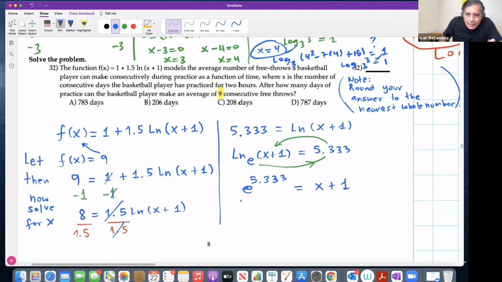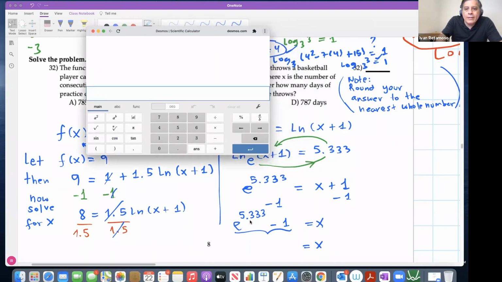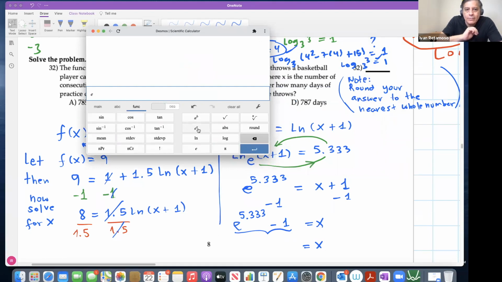Now I'm going to take my calculator and compute this. Or even better, I can subtract 1 on both sides, right? And say, okay, x is going to be equal to e raised to 5.333 minus 1, right? And then just compute this. That should be it. All right, let's do that. There's my scientific calculator here. E raised to 5.333. Where is e, Professor? Go to functions. You will find it here, e to the x.